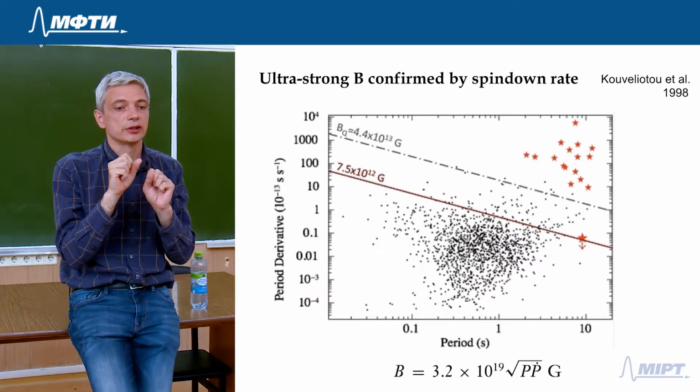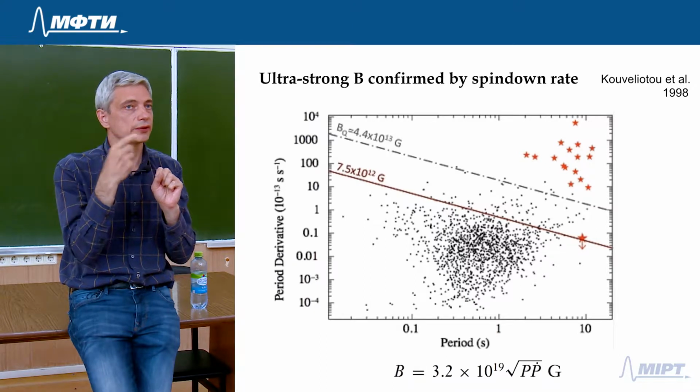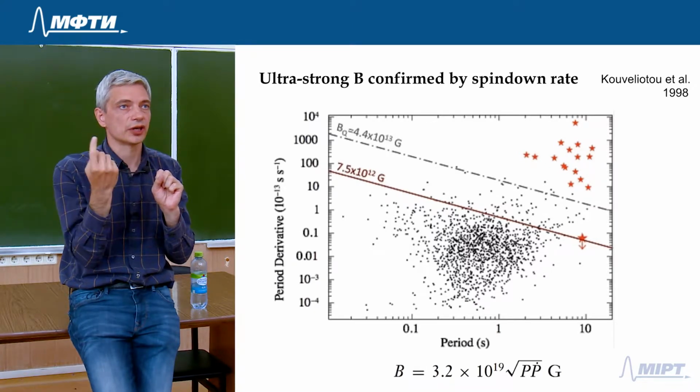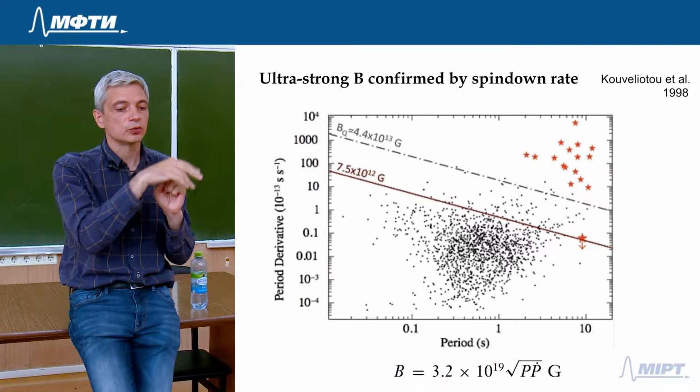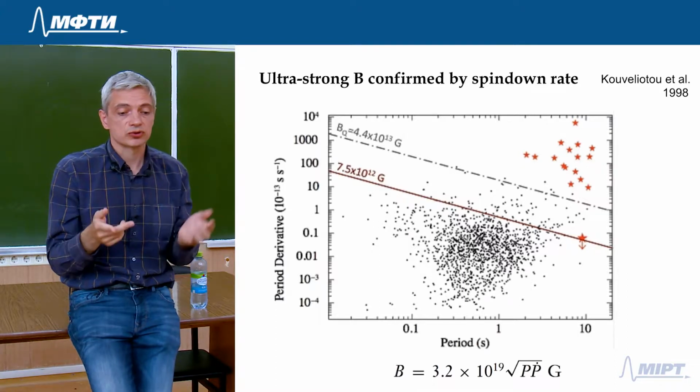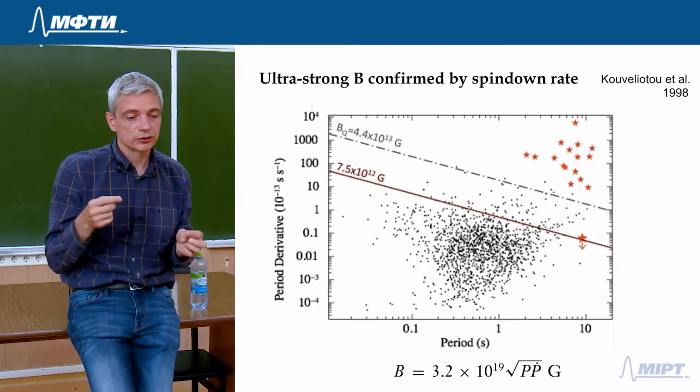In particular, there is a toroidal magnetic field which seems to be hidden inside the neutron star, which is 10 times stronger than the dipole component that we see.